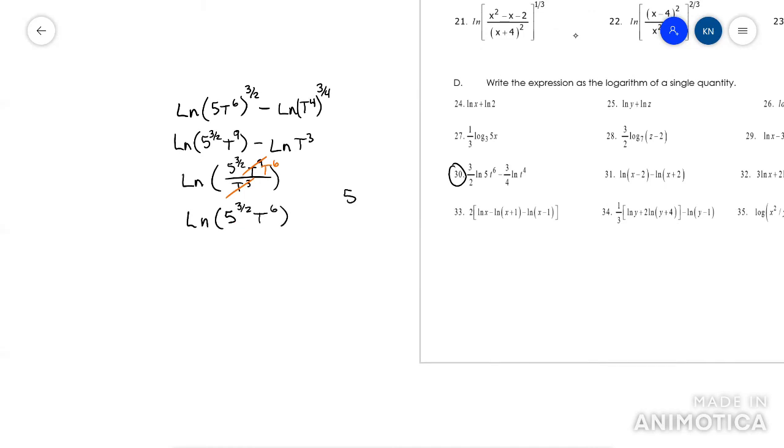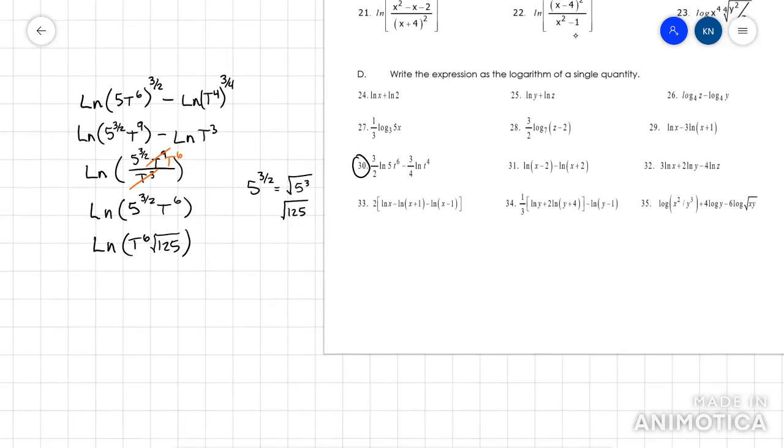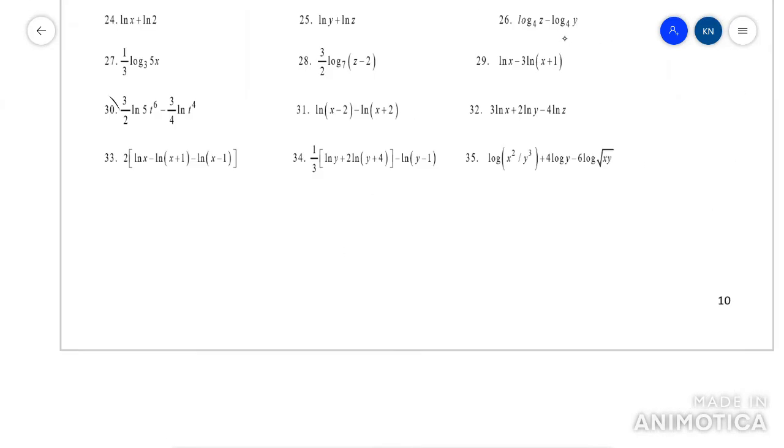All right, well, 5 to the 3/2, it's the same thing as the square root of 5 cubed, aka the square root of 125. So my final answer here would be ln of t to the 6 square root 125. Like that. That one's a little tricky. Okay, the next couple are pretty self-explanatory. Okay, let's look at 34.